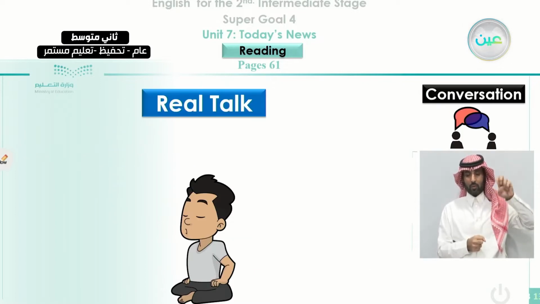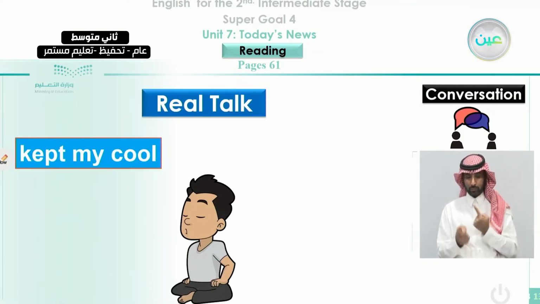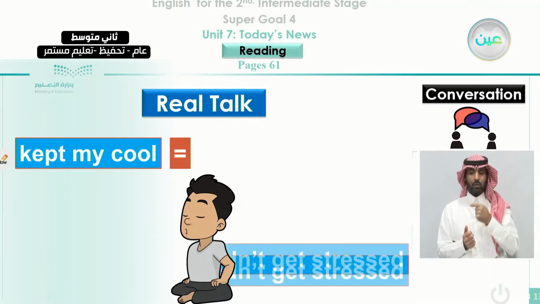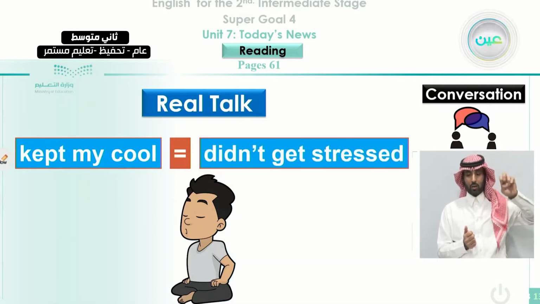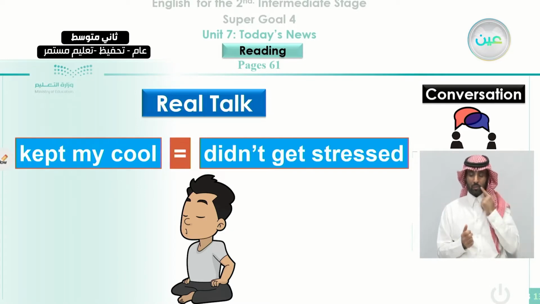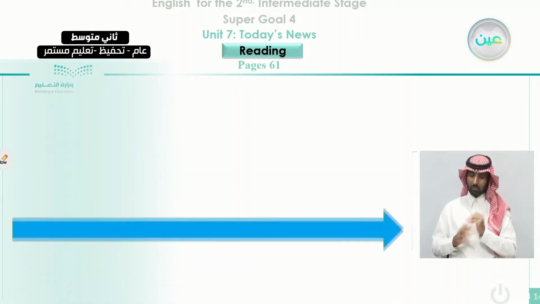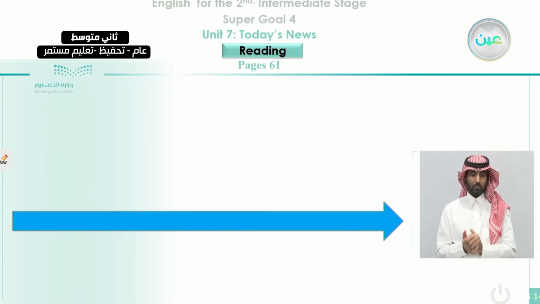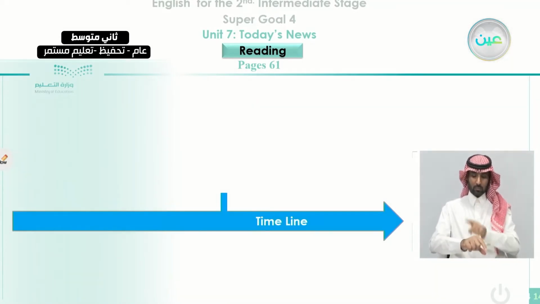Also in the previous lesson, in the conversation, we studied some idioms like this one. When Robert said, "I kept my cool," what did he mean by that? He meant that he didn't get stressed when he was kept in the elevator. Okay, also in the previous lessons, we studied the timeline of the 2 tenses in the past.